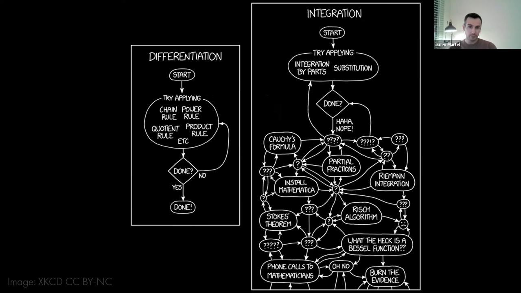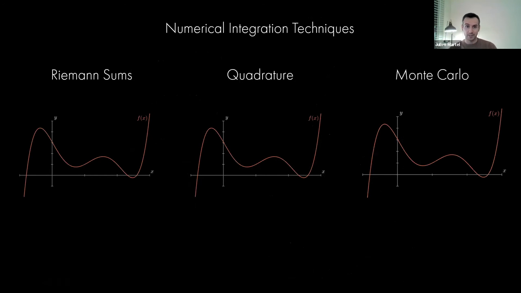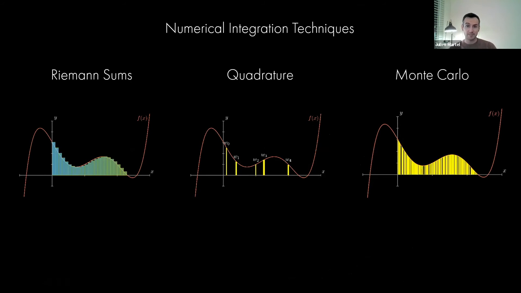So how do people typically tackle integration? Well, they often approximate them numerically through techniques like Riemann sums, quadrature, or Monte Carlo sampling, for instance. And all these sampling-based methods, we could call them, come with a fundamental trade-off between their accuracy and the runtime based on the number of samples that you use to approximate this integration.